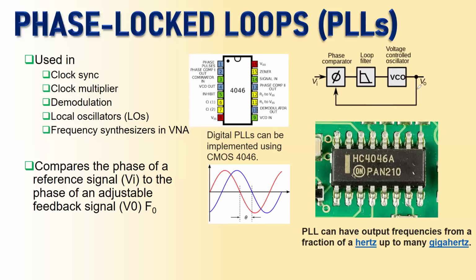And accordingly, make sure the phase of the output signal is in match with the phase of the input signal. That's why we call it a phase lock loop. And when that condition happens, we call it phase locked.